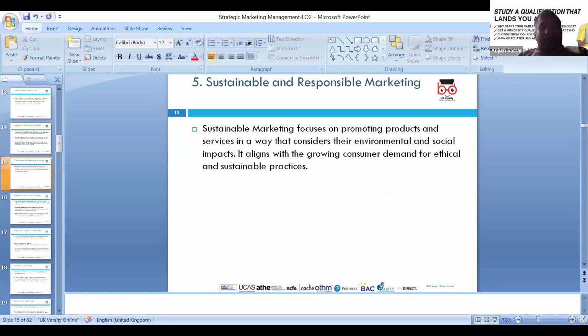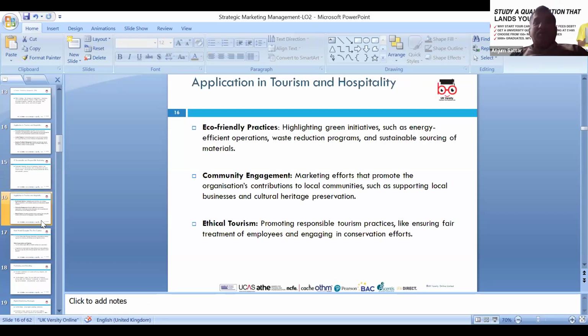When we say sustainability, we earn profit, but we have to care about the planet and we care about the people. Profit, planet, and people. Meeting the needs of the current generation without compromising the needs of the future generation. So in application, we can look at being eco-friendly.